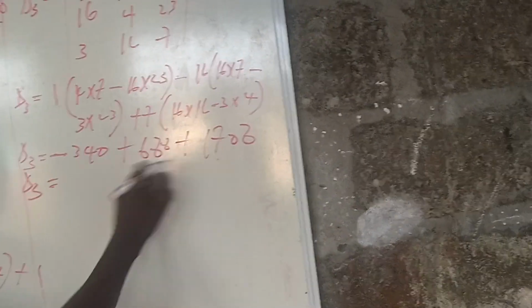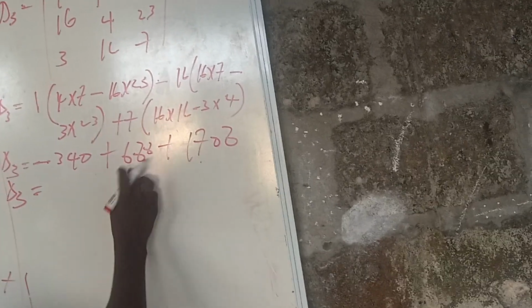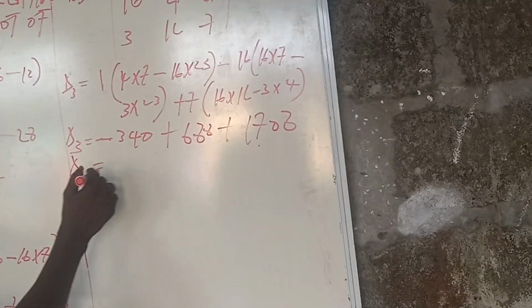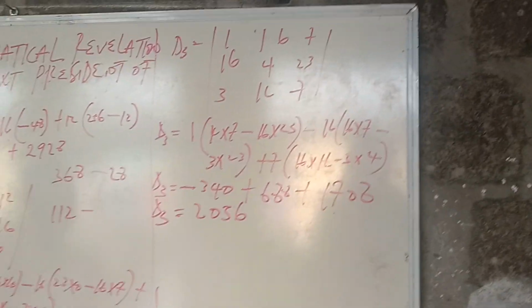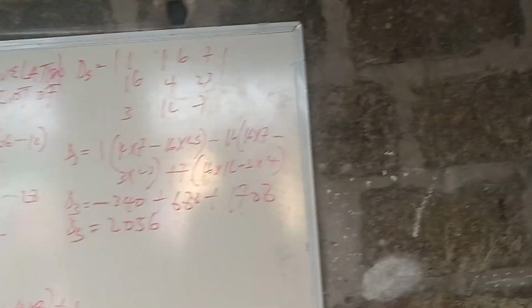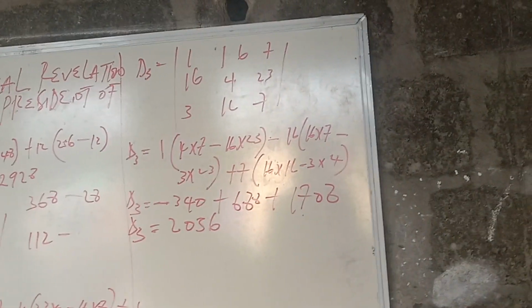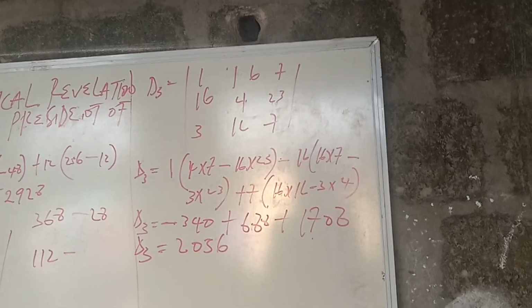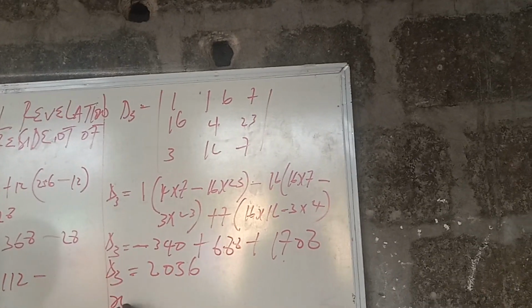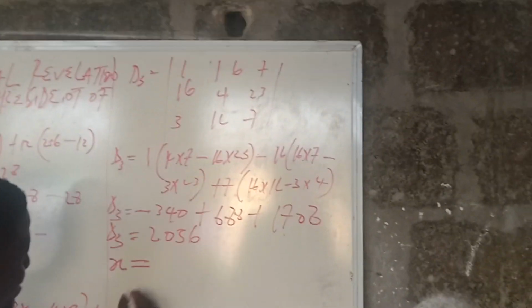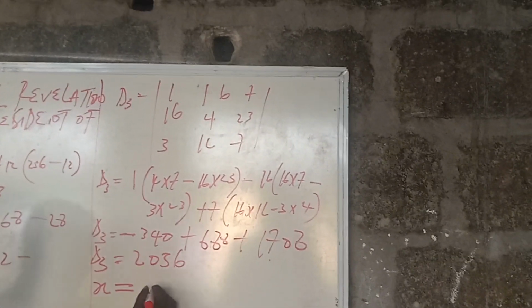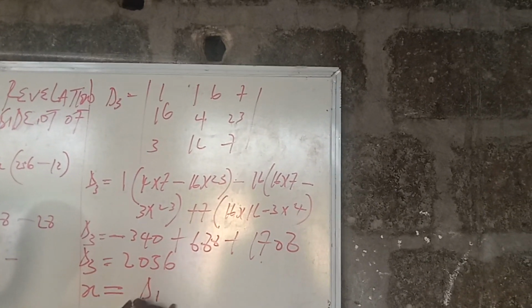So let's go. Addition before subtraction. 1708 plus 688. Quickly. 2056. Minus 340 will give us what? 2056. So we succeeded in getting the values of data 1, data 2, and of course data 3. So with this, we can obtain the values of what? X, Y, and Z. Mathematically, all mathematicians over there will agree with me that the value of X is data 1 over data. Am I right?